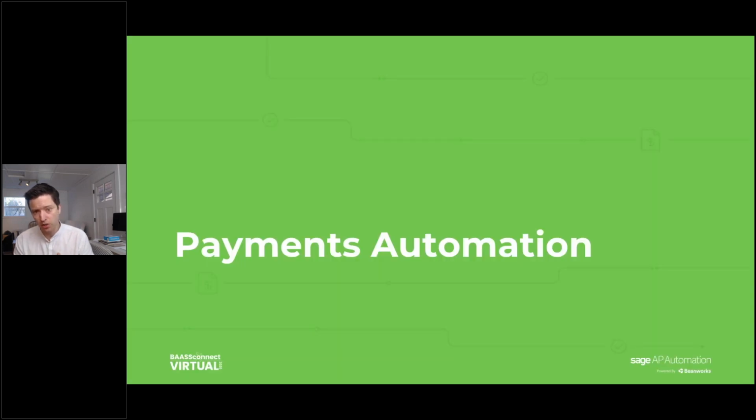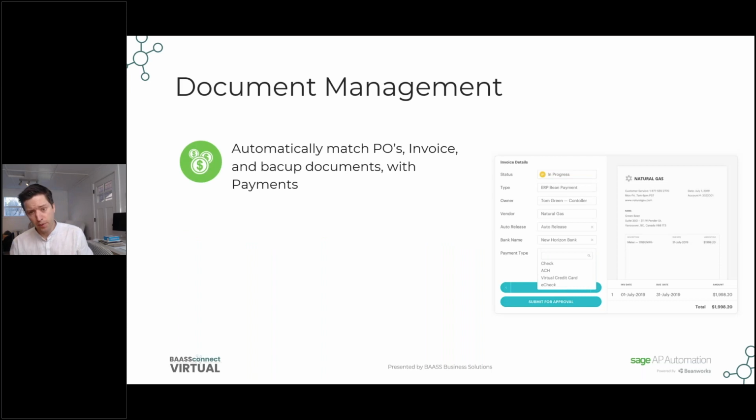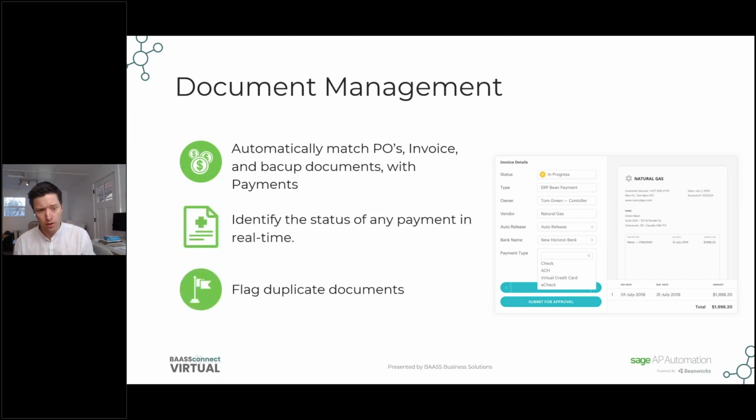Payment automation opens up a wide range of benefits, which are especially relevant right now during an economic crisis. The document management capabilities within the tool automatically match your PO, invoices, and any other supporting documents back to the invoice itself in the application, as well as the full audit trail of approvals and data entry. You can also identify the status of your payments in real time and rely on the system to flag any duplicates so that you're ensuring you're not making payments twice.